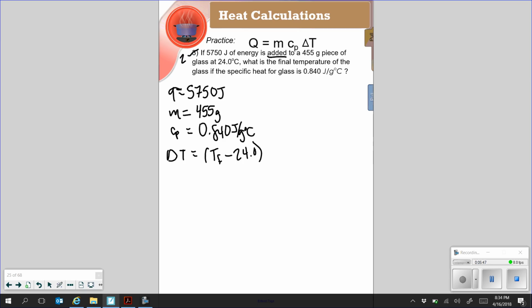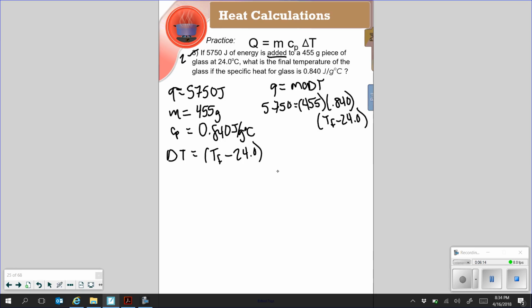So I'm going to go ahead and plug it all in. So I've got Q equals mcΔT. My Q value is positive 5750. My mass is 455. My C is 0.840. And my change in T is going to be TF minus 24.0.